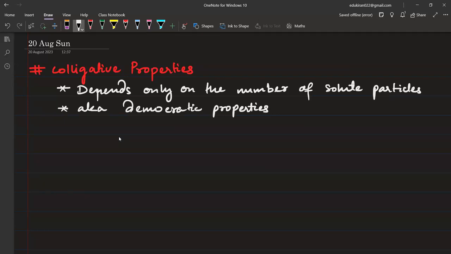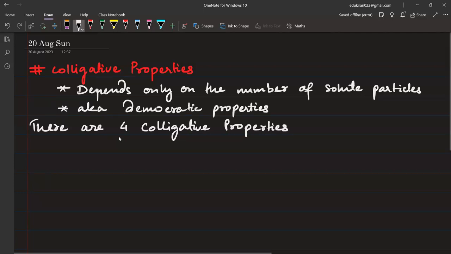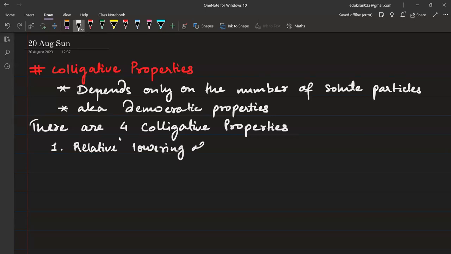There are four colligative properties which we have learned, right? The first that we are going to learn is the relative lowering of vapor pressure, also known as RLVP.